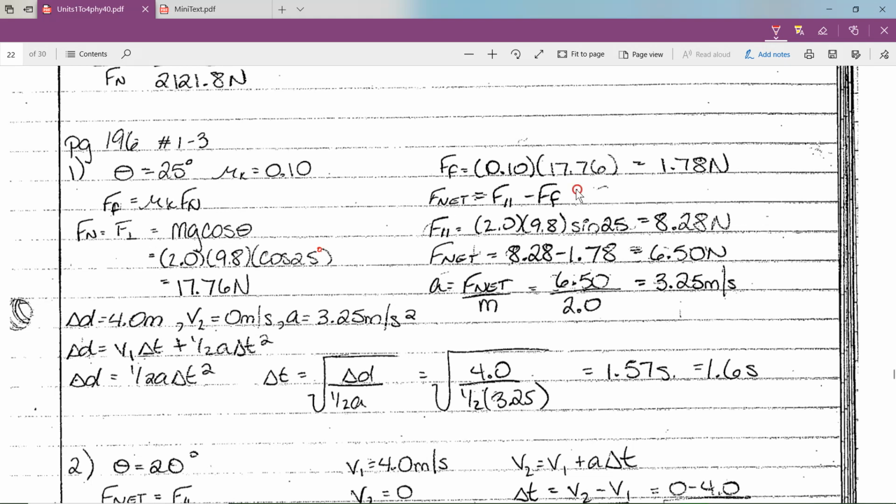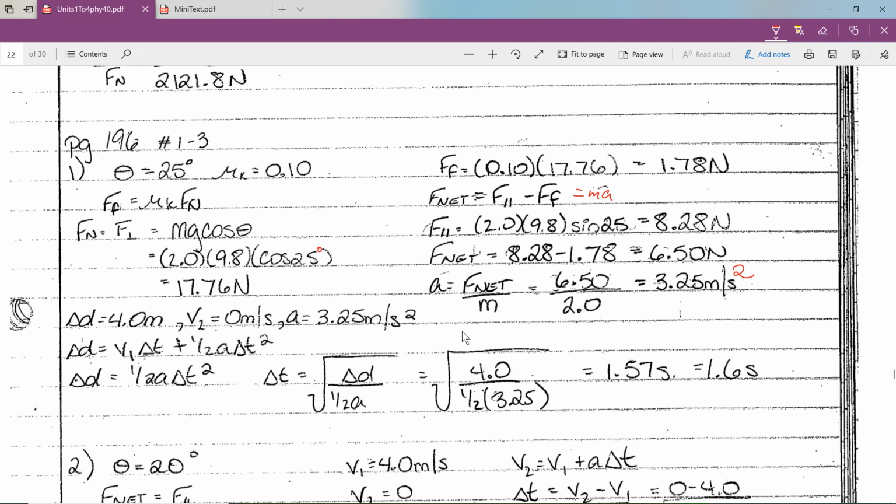And then the net force, which equals ma, is the parallel minus the friction. So the parallel component is mg sine theta, so 2 times 9.8 times sine 25, which is 8.28, minus 1.78. What's that 1.78? Oh, that's friction, right. So my net force going down the ramp is 6.5 newtons. The acceleration going down the ramp is the net force over the mass, 6.5 over 2, 3.25 meters per second squared. Let's fix that, so it's squared.